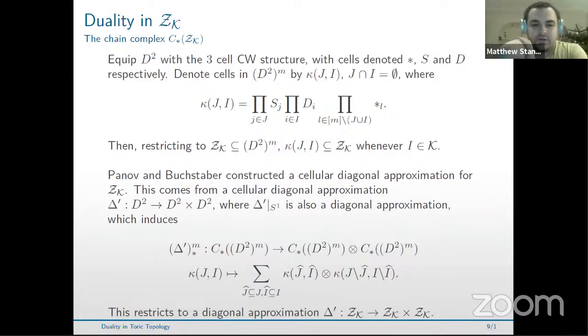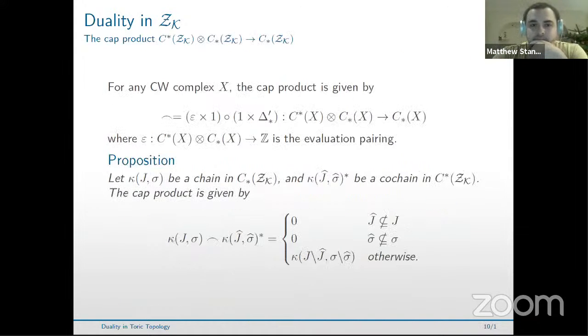Okay, so we have a diagonal approximation and we've expressed it in terms of the combinatorics of K. What we want to do is use this to get our hands on the cap product, and the cap product is what we need to study Poincare duality in these spaces, ZK.